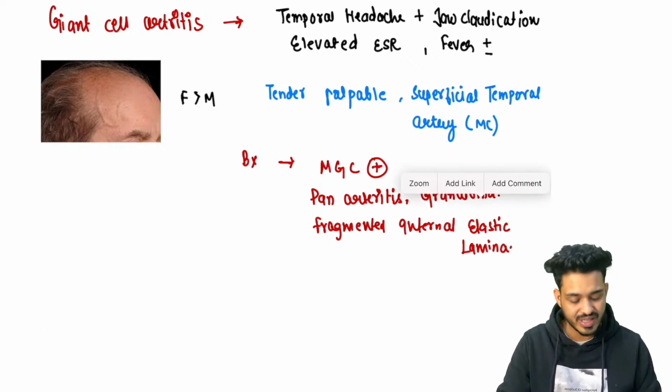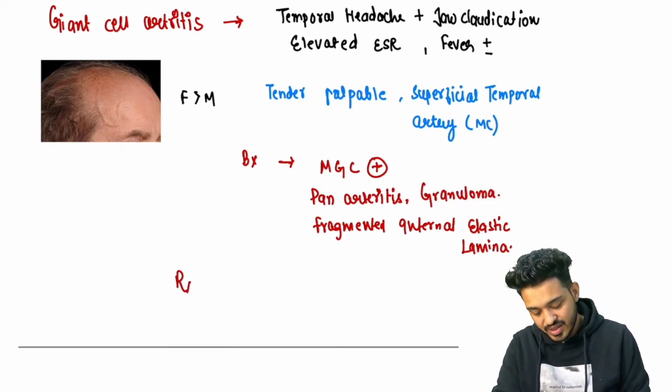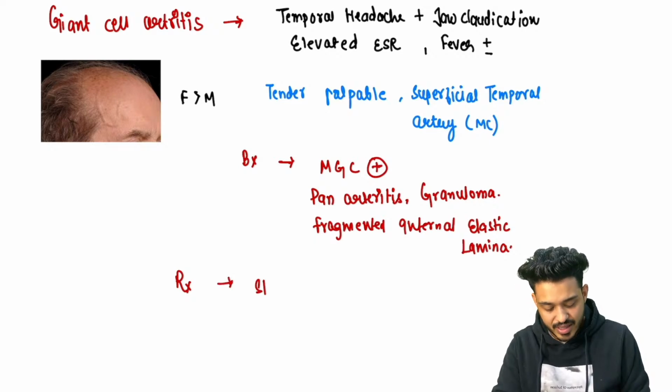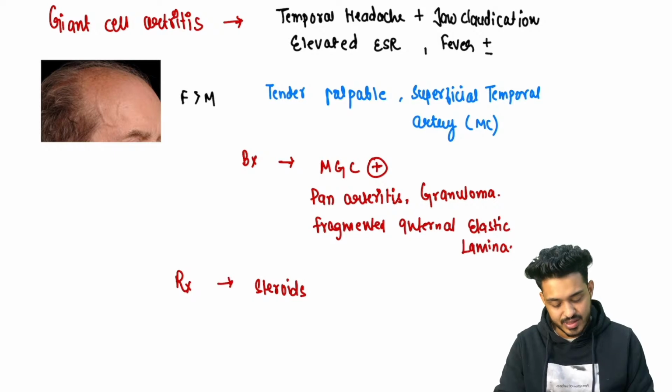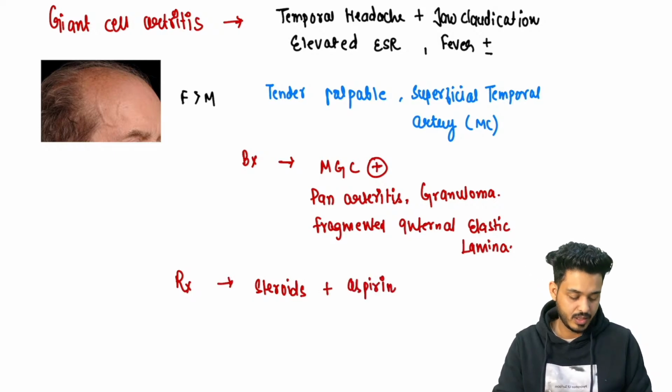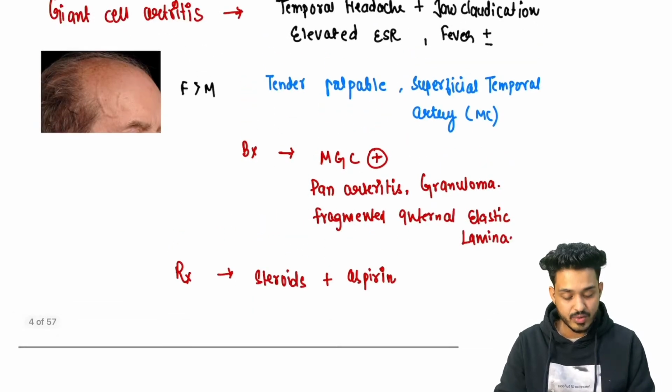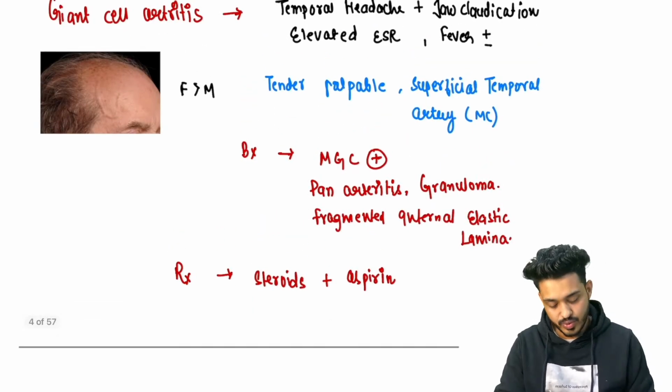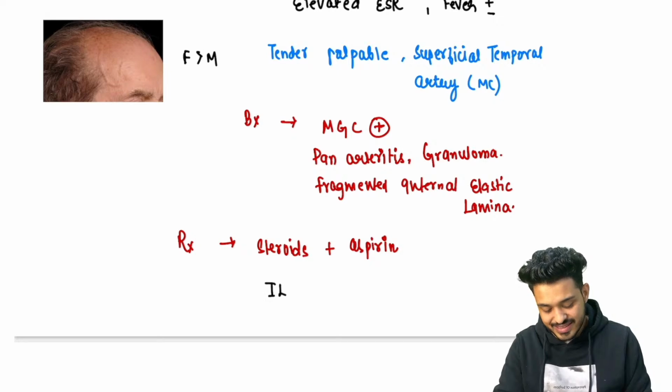How are you going to treat this situation? For the treatment, you are going to give steroids. First line, you are going to give steroids. Along with that, you can also use aspirin. Okay. In one question in the INI set, they have asked that you can also use interleukin 6 inhibitors.